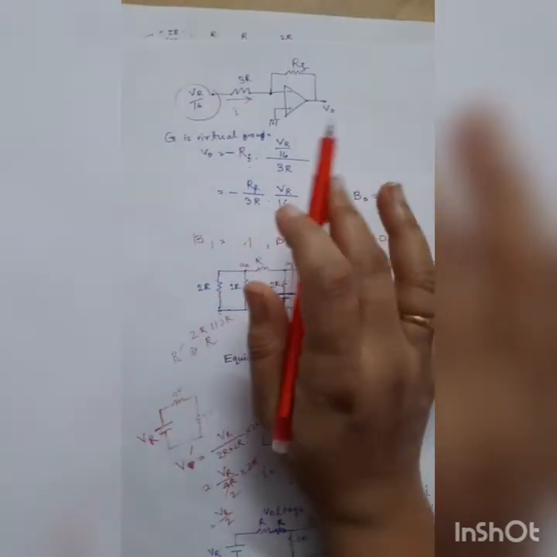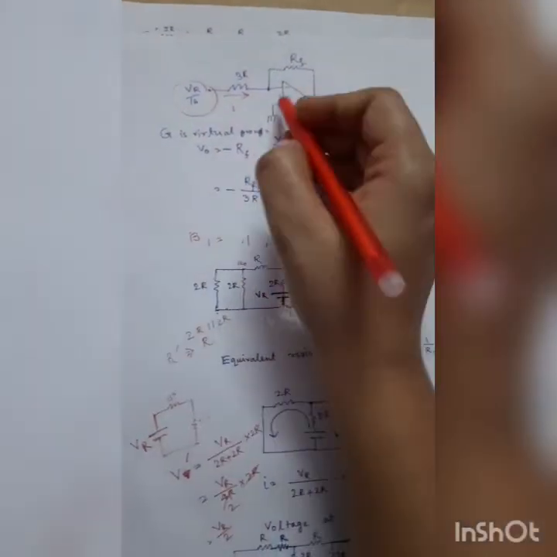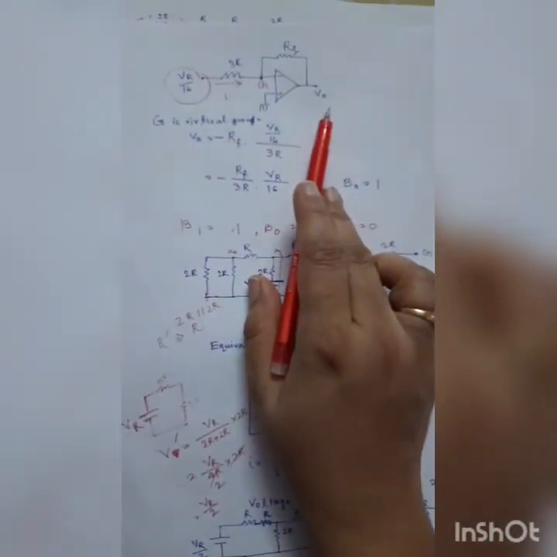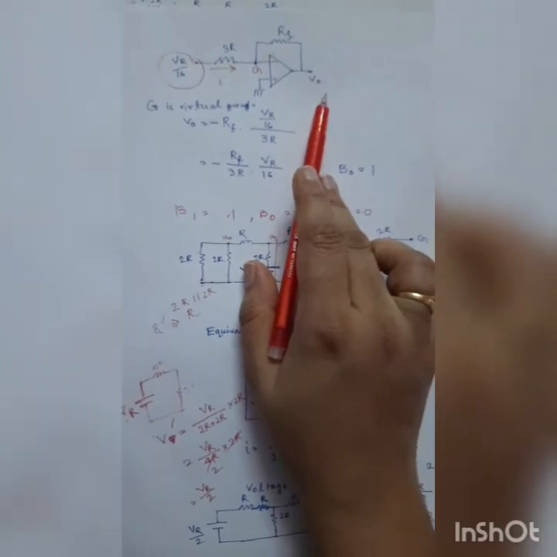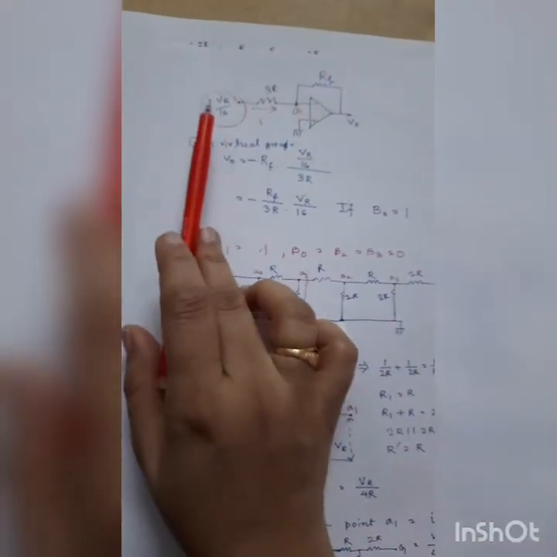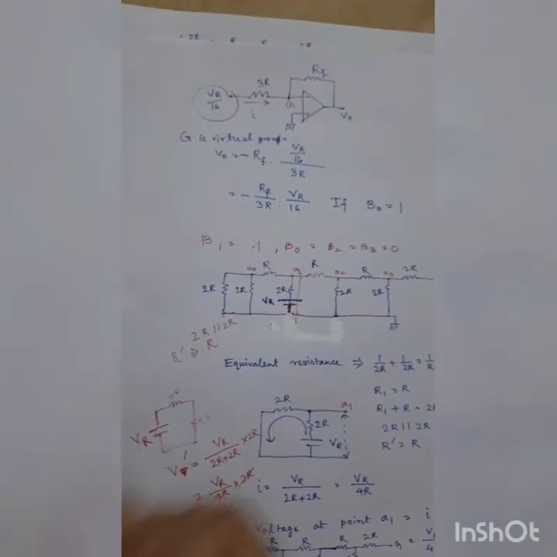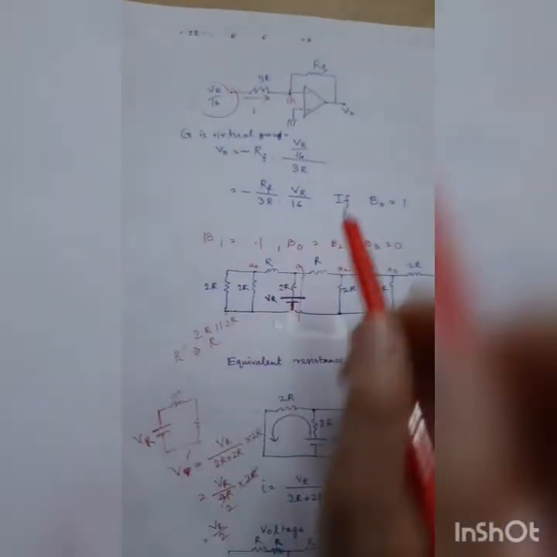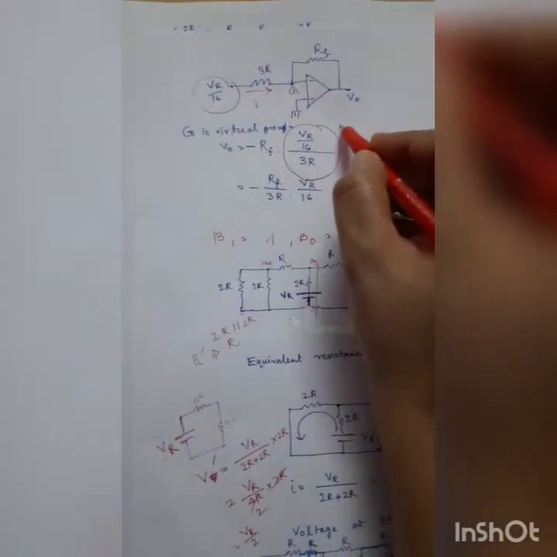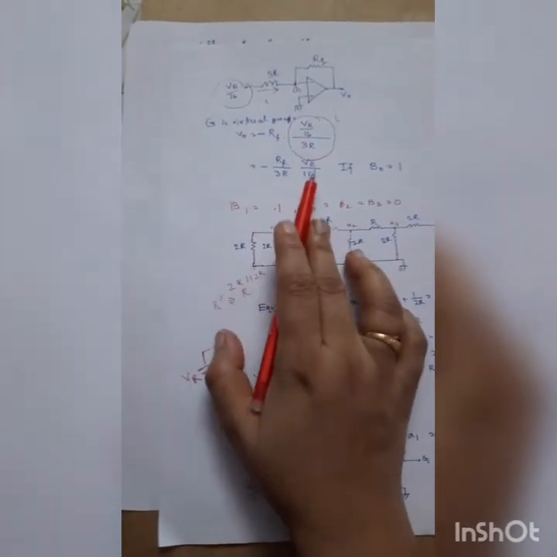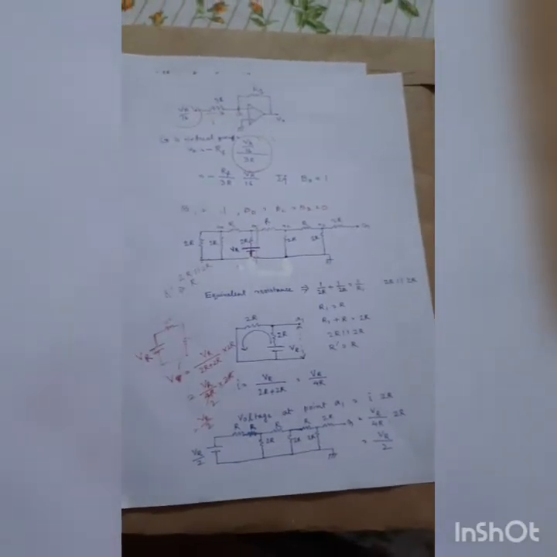Now if we calculate by Kirchhoff's law, for this point G is virtual ground. So V0 will be minus I RF, and the current is VR by 16 by 3R. 3R means this resistance. So this is the I flowing through this circuit. And finally, V0 is minus RF by 3R into VR by 16 if B0 is 1.